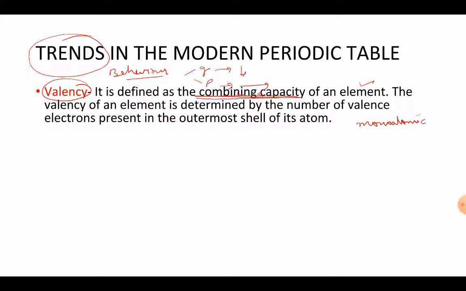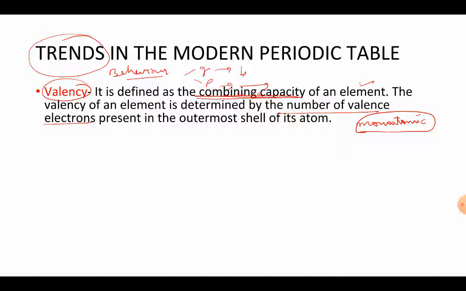Okay, so as we move ahead in the topic, you all will get to know what we mean by the combining capacity. So combining capacity, in simple words, tells us whether that particular element combines or not. Now the valency can only be determined if we have knowledge about the number of valence electrons of that particular element.